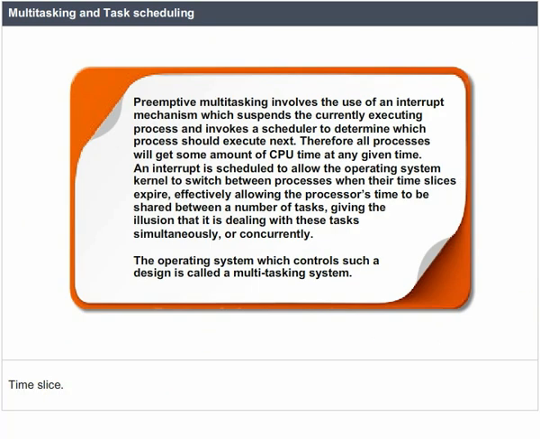Time slice. Preemptive multitasking involves the use of an interrupt mechanism which suspends the currently executing process and invokes a scheduler to determine which process should execute next. Therefore, all processes will get some amount of CPU time at any given time. An interrupt is scheduled to allow the operating system kernel to switch between processes when their time slices expire, effectively allowing the processor's time to be shared between a number of tasks, giving the illusion that it is dealing with these tasks simultaneously or concurrently. The operating system which controls such a design is called a multitasking system.